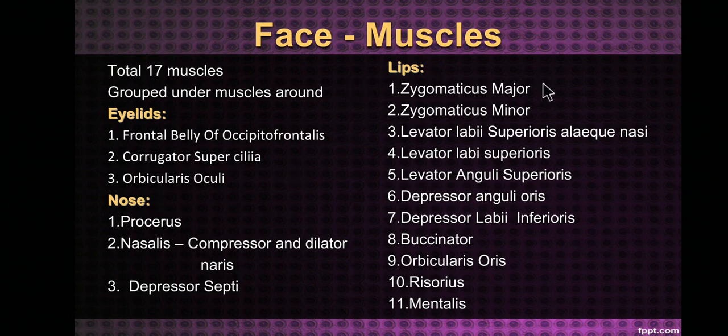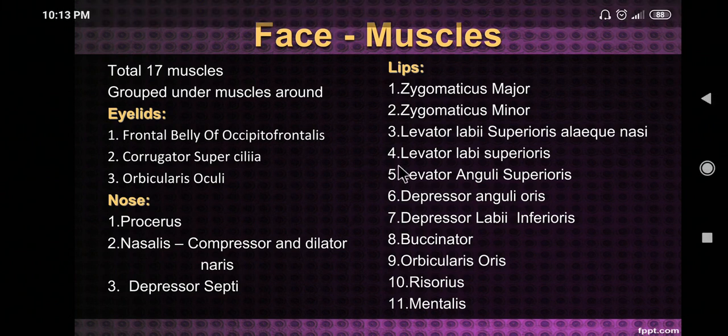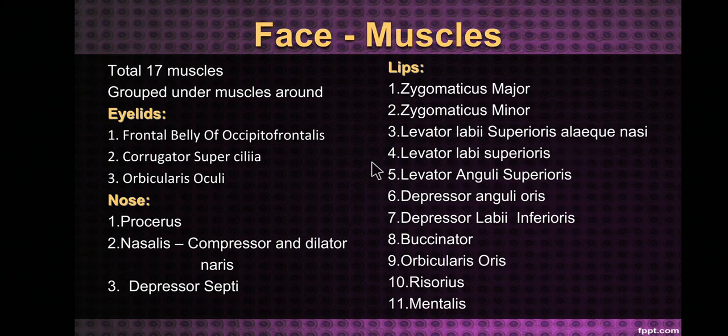Then the majority of the muscles are around the oral fissure: zygomaticus major and minor, levator labii superioris alaeque nasi, levator labii superioris, levator anguli oris. They are all named based on their action or where they are attached. Levator means elevating the labii, the lip, the superior lip, and it also extends into the nostrils, into your external nose. In the same way, depressor anguli oris means it depresses the angle of the mouth. This one depresses the lower lip. You have the buccinator, orbicularis oris, risorius and mentalis.